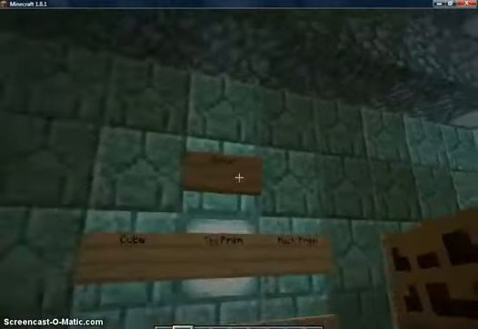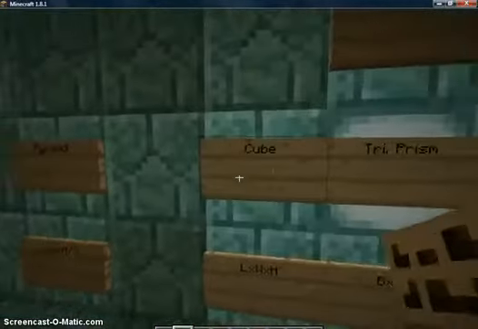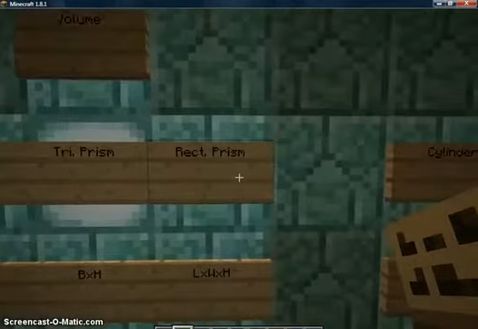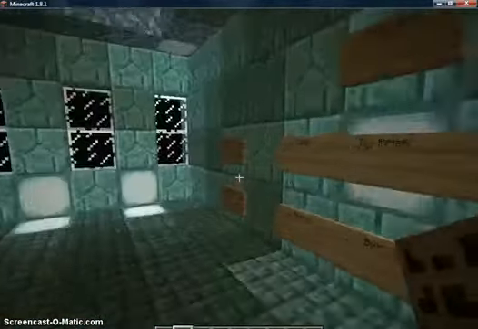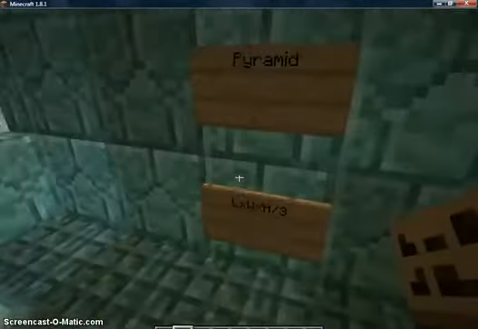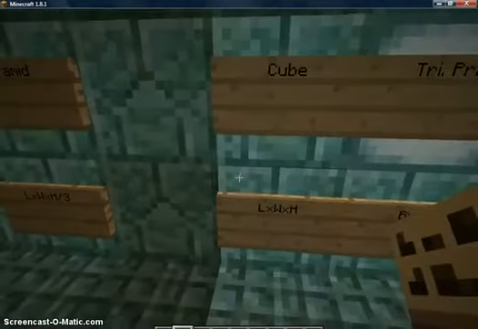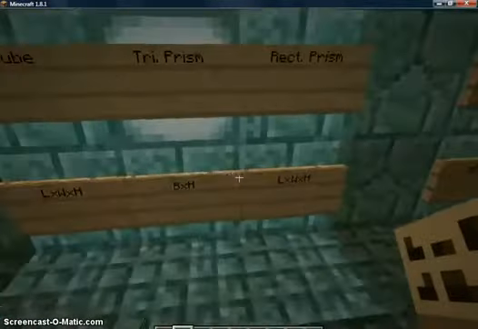So for my volume, I'm using a pyramid, a cube, a triangular prism, a rectangular prism, and a cylinder. The formulas for those to find volume on a pyramid would be length times width times height divided by 3. On a cube, it'd be length times width times height.